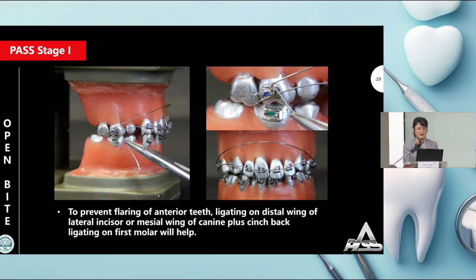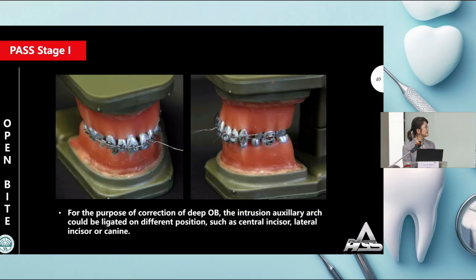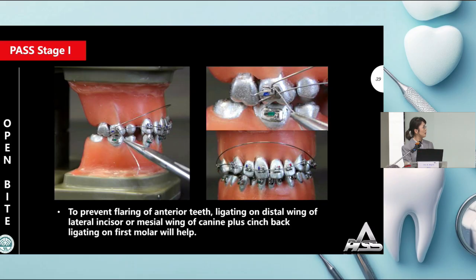To prevent flaring of the anterior teeth, ligating on the distal wing of the lateral incisor or the medial wing of the canine, plus cinch back ligating on the first molar, will help. Mostly, we won't cinch back here. We can bend it just near the mesial of the buccal tube.